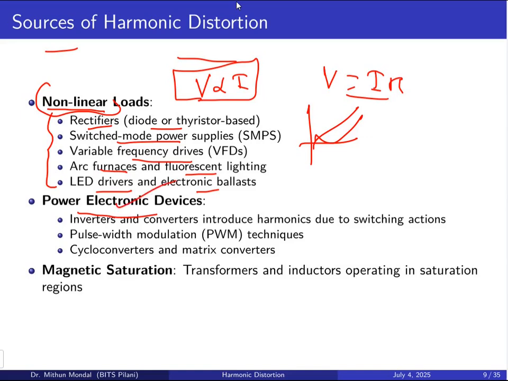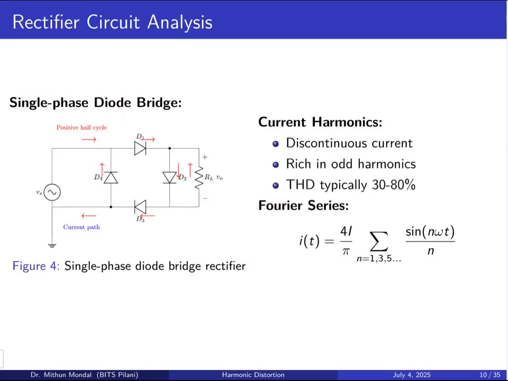Power electronic devices such as inverters and converters introduce harmonics due to the switching action, and there are pulse width modulation techniques. We also have cycloconverters and matrix converters. These topics we will discuss in detail in the coming advanced lectures on power electronics. But these devices are the main source of harmonic distortion. There is also magnetic saturation in transformers and inductors operating in saturation regions, so they are also a reason for harmonics.